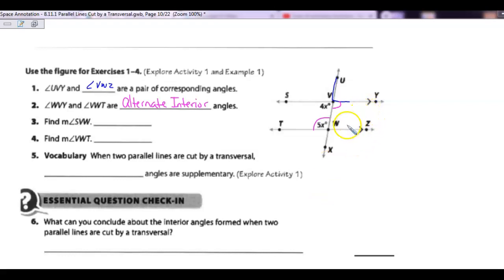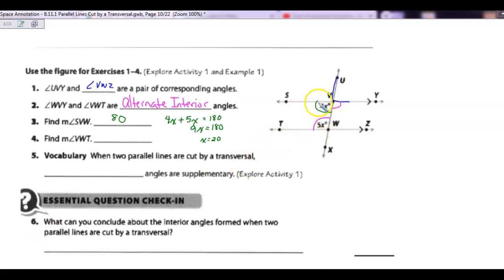When I mark WVY, that's this angle here. And when I mark VWT, it's this angle here. I see that they are both interior angles. They are on opposite sides of the transversal, so they are alternate interior angles. Now find the measure of SVW.